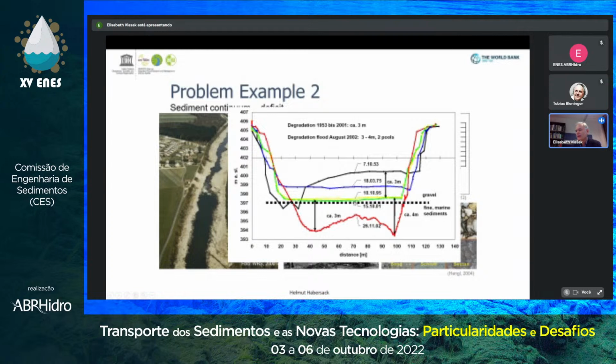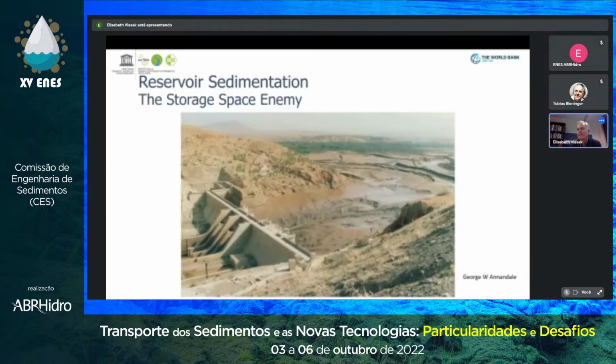Now, in 2001 we had half a meter left. They said we have 10 years or whatever to react, but the reaction wasn't done, no measures were taken. And within a few hours, in 2002, you get 3 to 4 meters of erosion into the fine material. So then it's quite difficult to do a nature-based solution, for example.